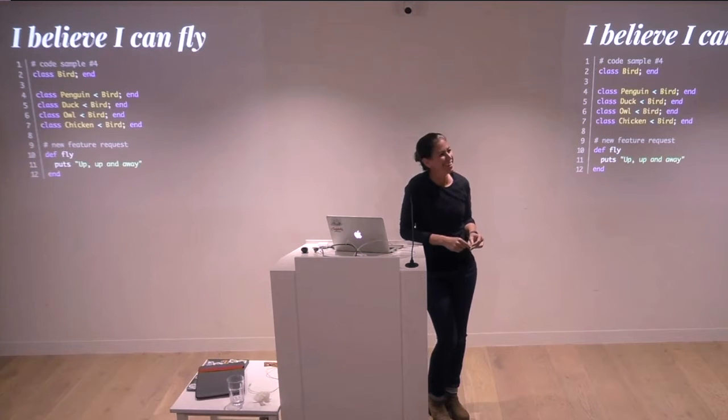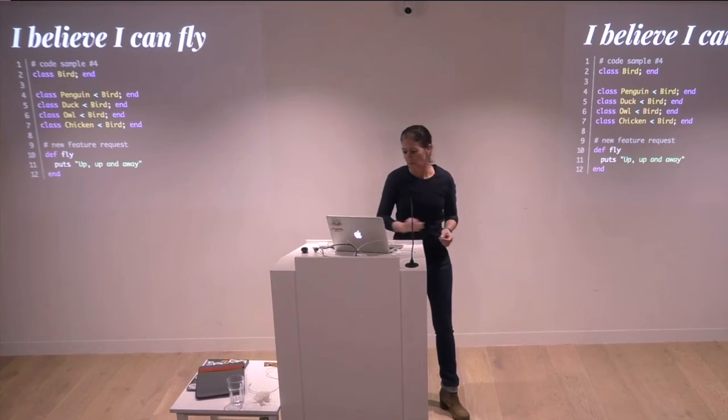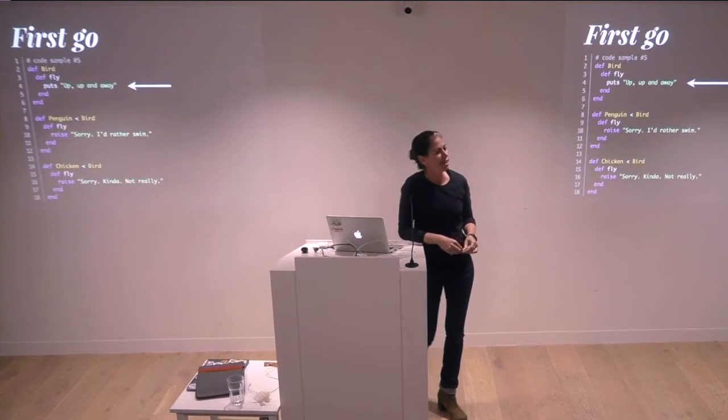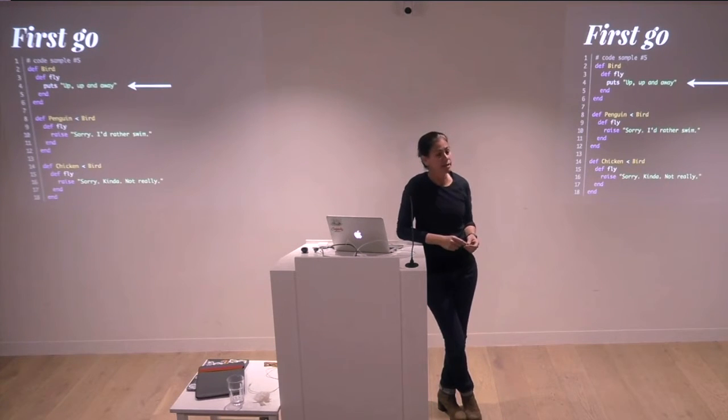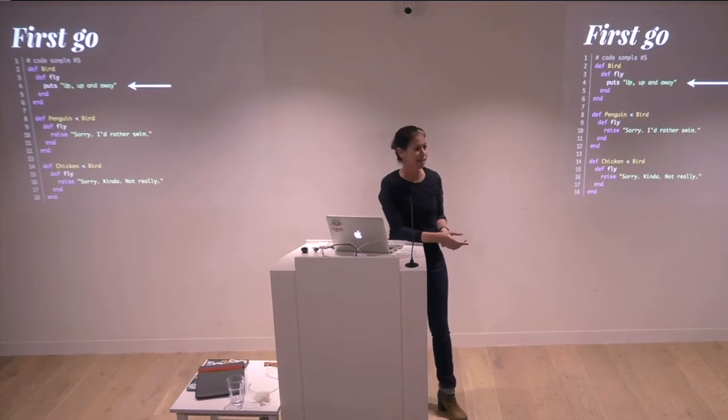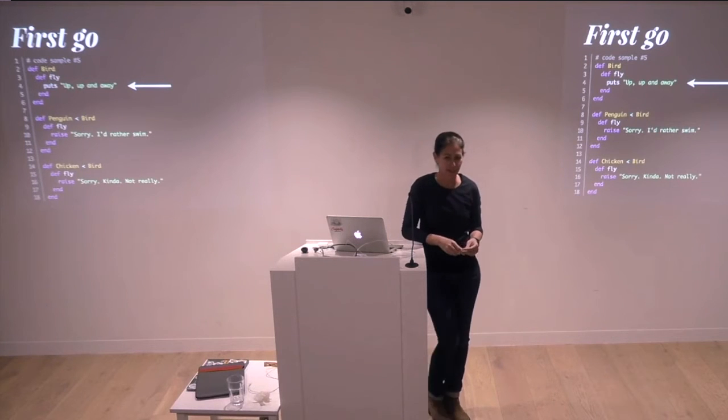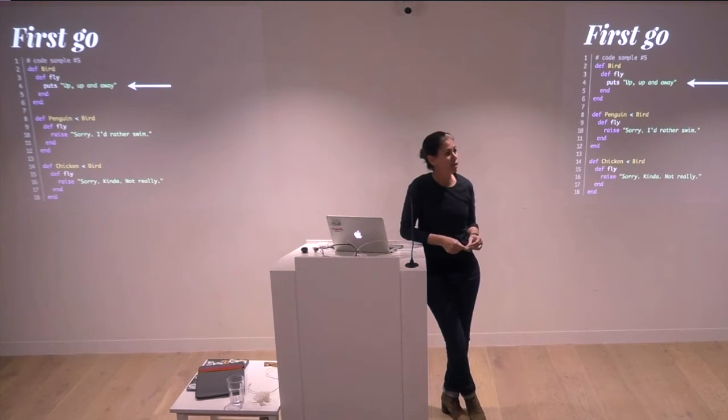Let's look at one way of doing that. Before, we just added them to specific classes. Now we add it to the bird class. In this case, all our birds can fly, but we have a problem with penguin and chicken because they can't really fly, right? So we need to raise something to say, actually, sorry, we can't do that.